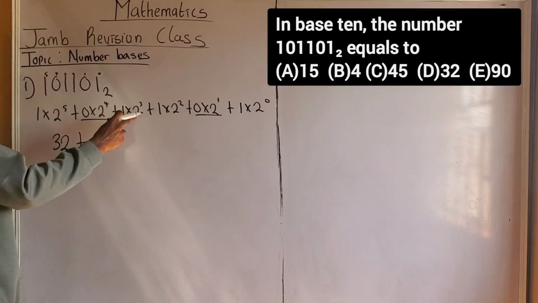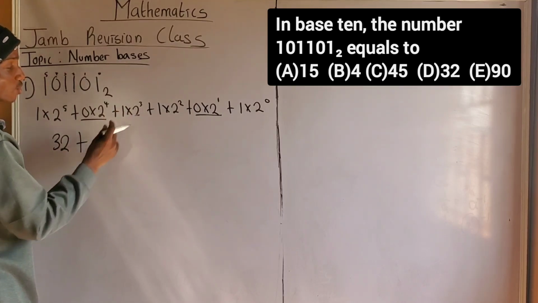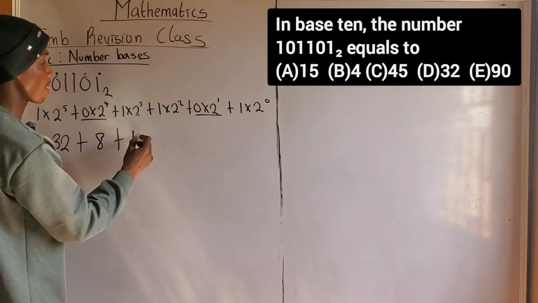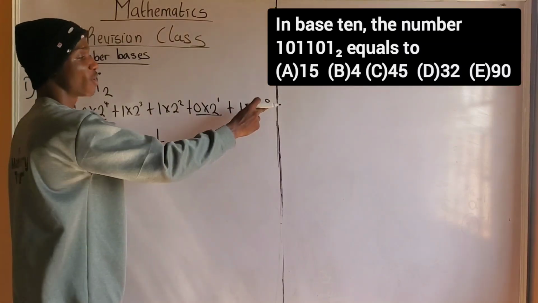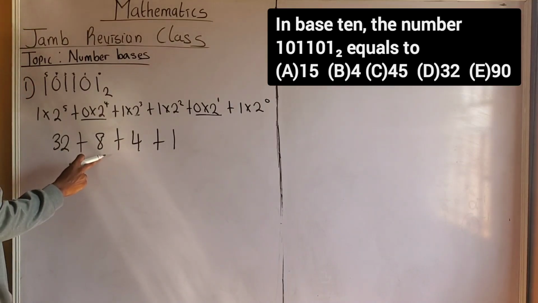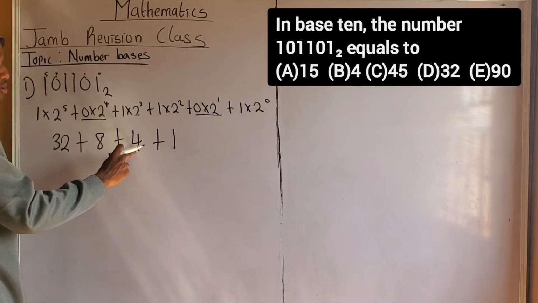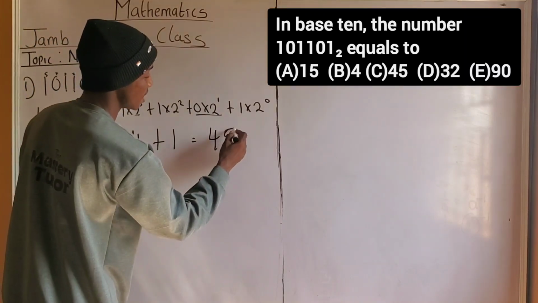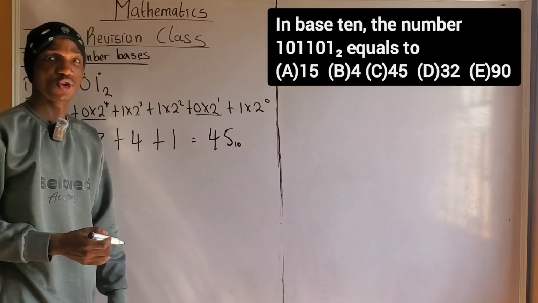plus 2 to the power of 3, that is 8. 2 to the power of 2, that is what? 4. Plus 2 to the power of 0 is what? 1. Okay? 32 plus 8 is what? That is 40. 40 plus 4, 44. 44 plus 1, that is 45. So the answer is 45 and the base is what? Is 10. Do you understand?